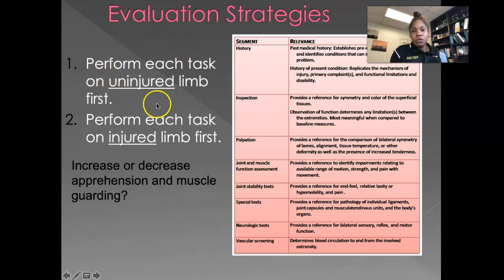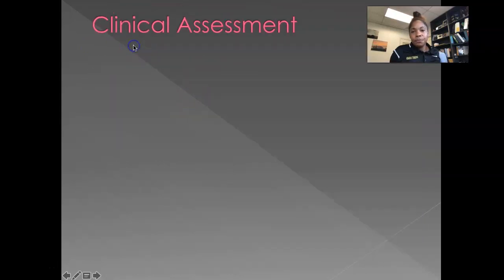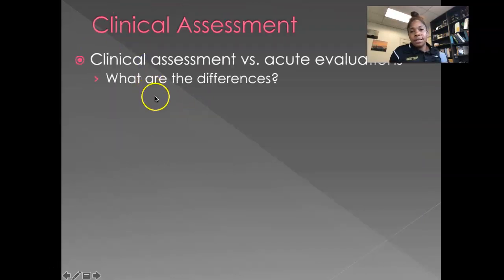So please ensure that you test the uninjured side first in all that you do. In terms of clinical assessment versus acute evaluations, you guys have to remember that these are 2 different types of assessment techniques, right? A clinical assessment is something that can be long, that can take an extended period of time because that patient has more time and is sitting in the clinical setting, so you can go through all of your history, observation, palpation, and special test.